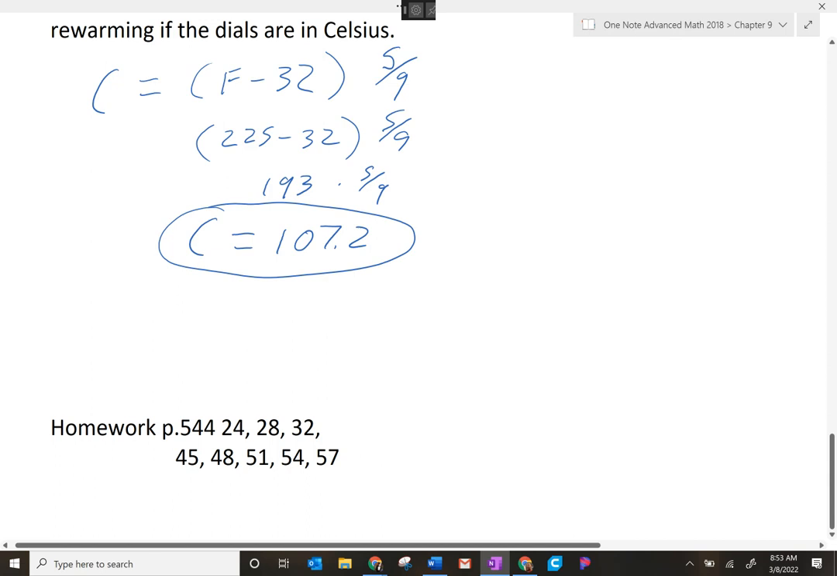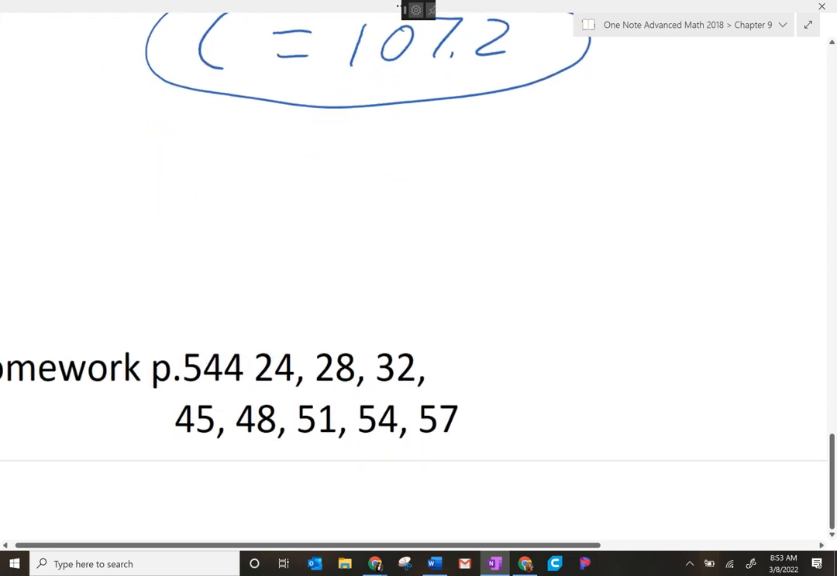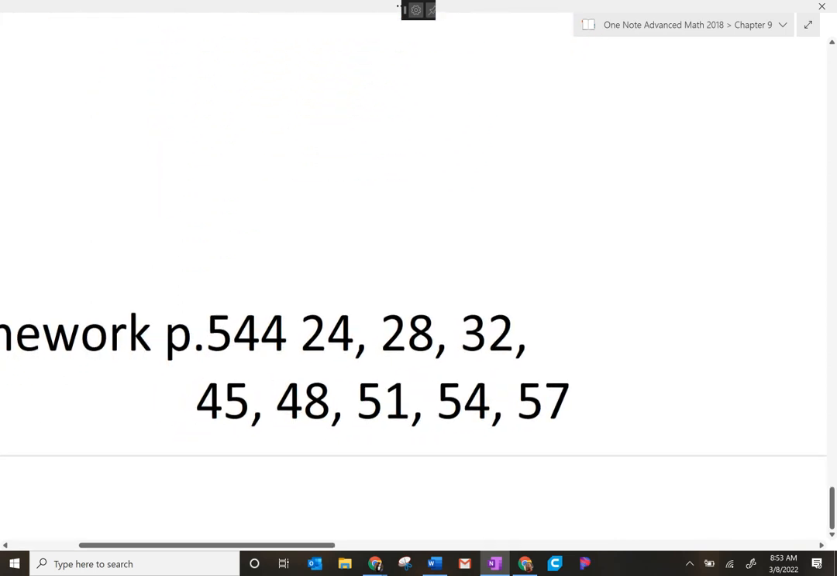The assignment is page 24, 28, 32, and then the bottom one, 45, 48, 51, 54, 57. Here's the way I did this, if you want to try and figure it out. These ones I did by fours. These ones are all by threes. I wanted to give you a little bit of each one without using random metric conversions that you really won't ever see.